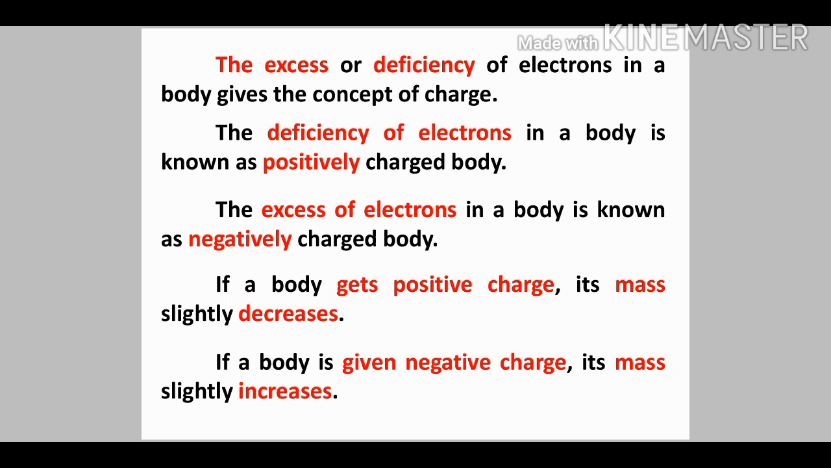Suppose we remove some electrons from a neutral atom, then the deficiency of electrons creates positive charge. If we add some excess electrons to a neutral atom, then that atom will be a negatively charged one. So the excess or deficiency of electrons in a body gives the concept of charge. The deficiency of electrons in a body is known as a positively charged body. The excess of electrons in a body is known as a negatively charged body.